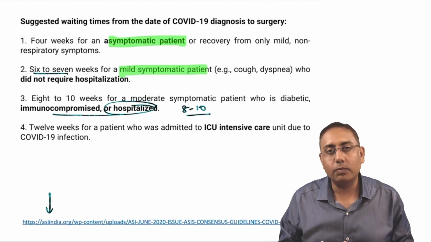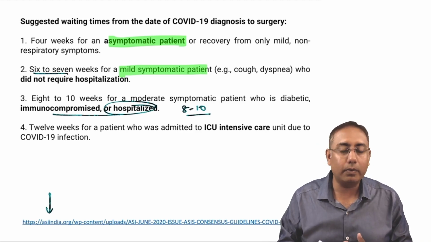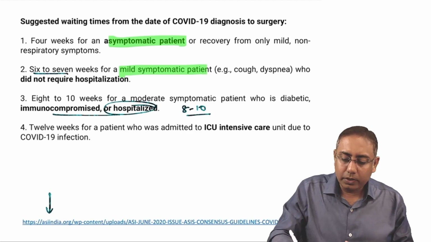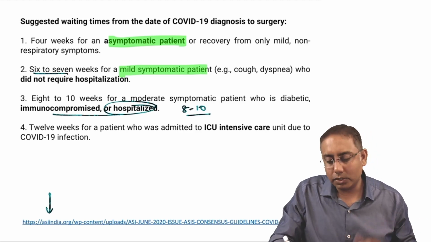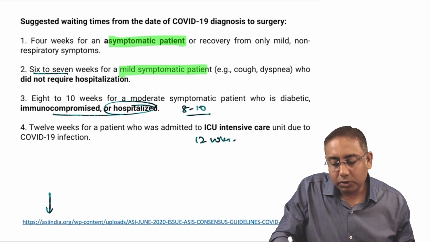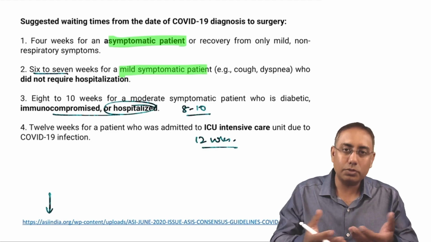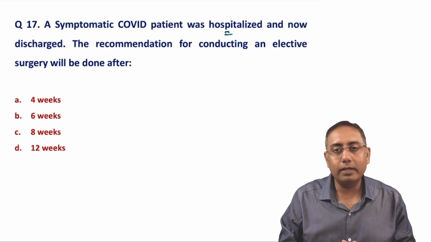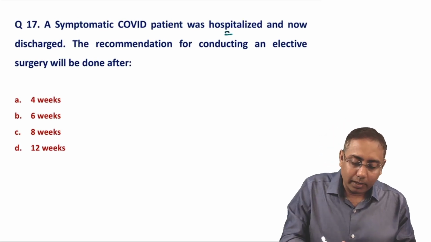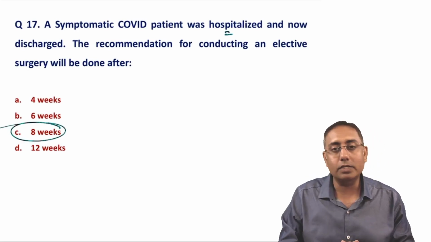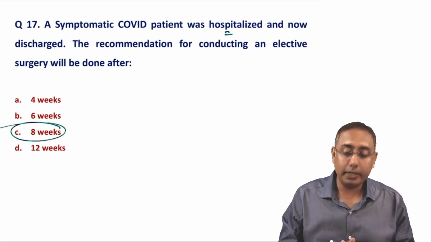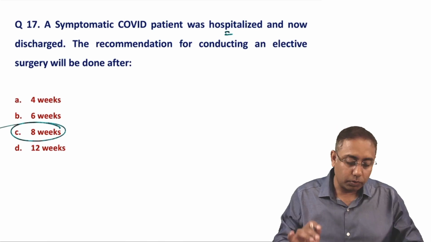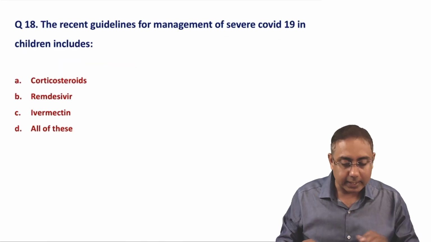And in case the patient was in an ICU unit and required ventilation or anything, we almost always say that 3 months or 12 weeks should be delayed before the patient goes to any elective surgery. So that's a direct MCQ again. The recommendation by the ASI, the Association of Surgeons of India, would recommend that at least 8 to 10 weeks should be there for elective surgery in case the patient was hospitalized due to COVID or COVID-related illness.